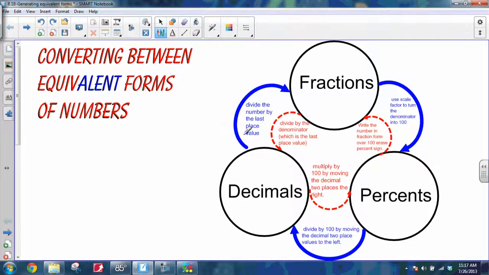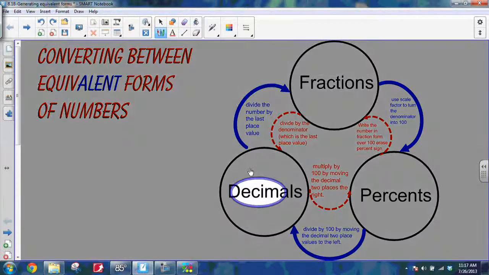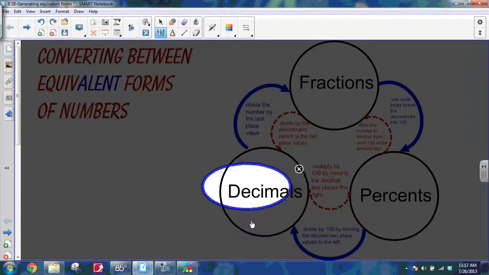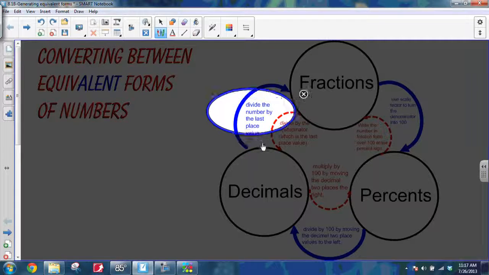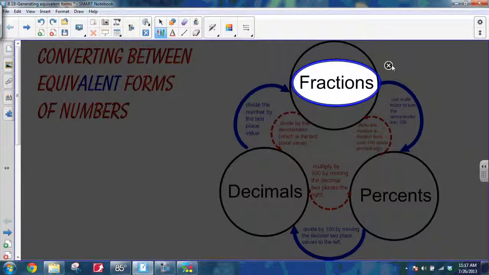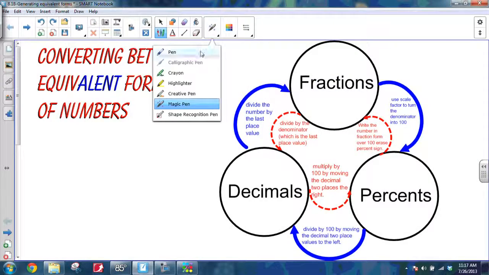If I wanted to take a decimal and change it to a fraction, the process states I need to divide the number by the last place value, and that will give me a fraction. So let's look at an example.